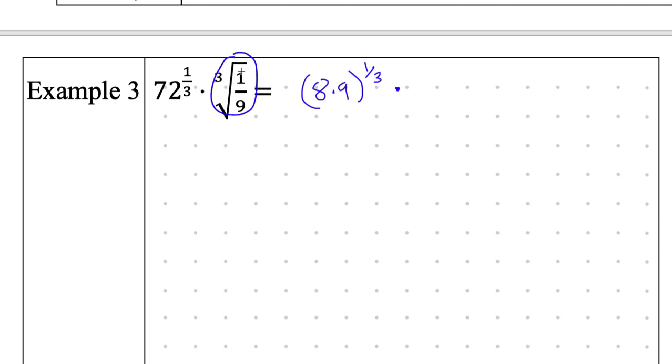let's get rid of this cube root. Let's turn that into an exponential problem. Something in exponential form, I should keep saying. This is 1 over 9 to the power of what? 1/3. There it is. Thank you.